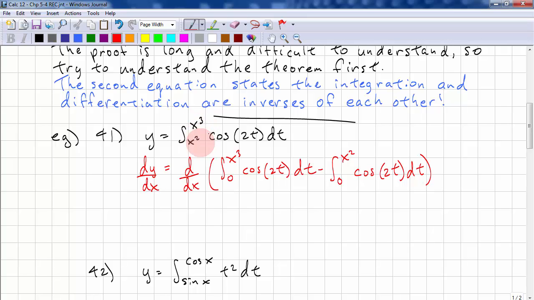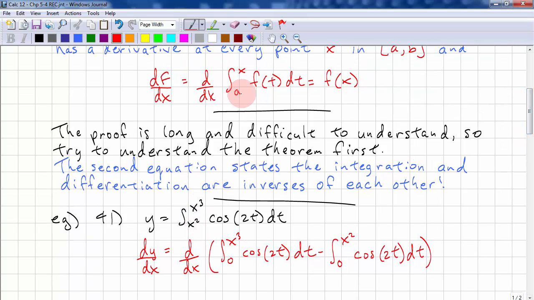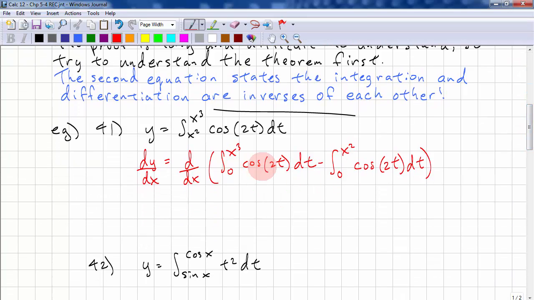Okay, so we need to split up this integral because it has two variables. Here we have a constant and a variable. So we need the constant as the lower limit, and we need the variable as the upper limit. So we split this up using additivity. And on the second part, it should be x squared to 0, but we're using the order property. So we're reversing the order of the limits of integration, and we negate the whole definite integral.